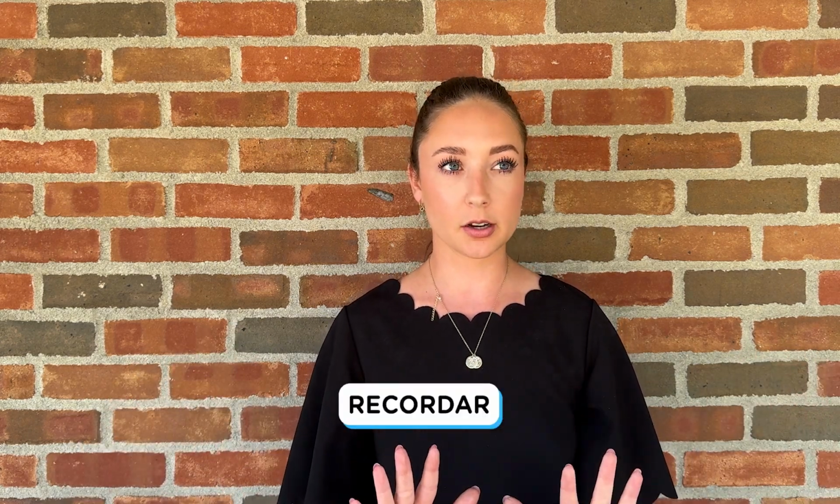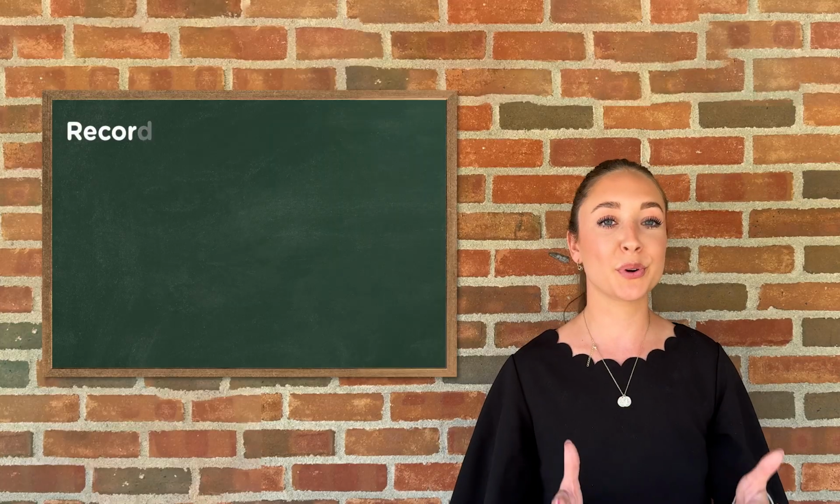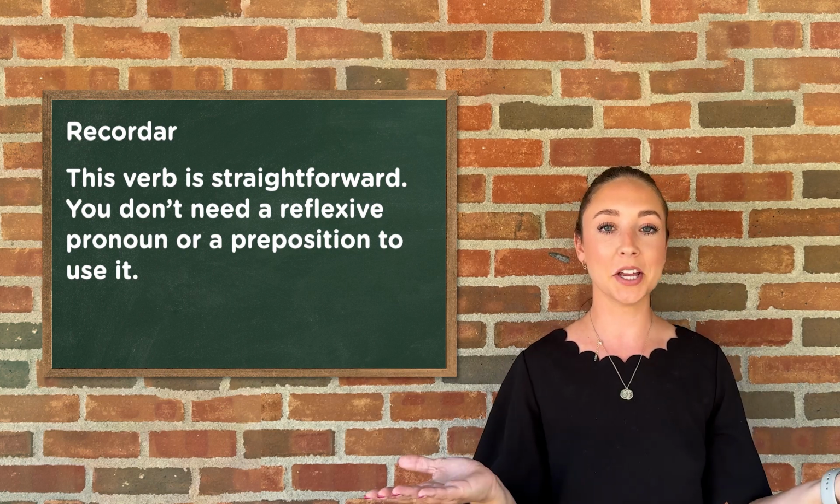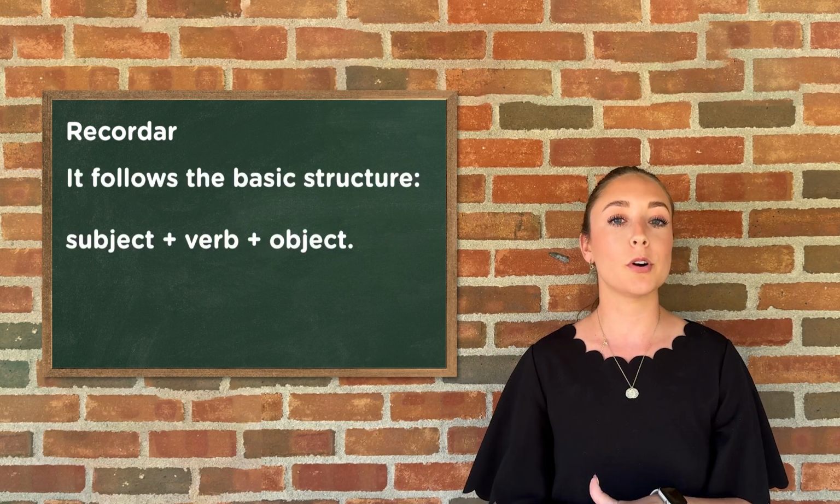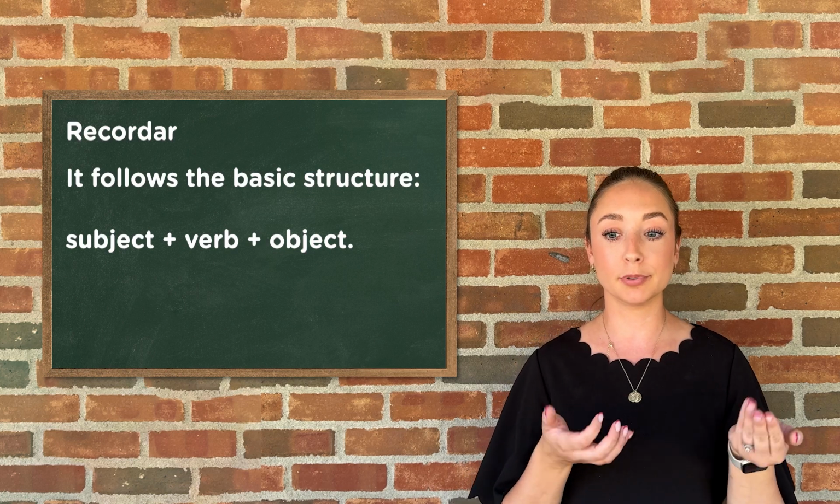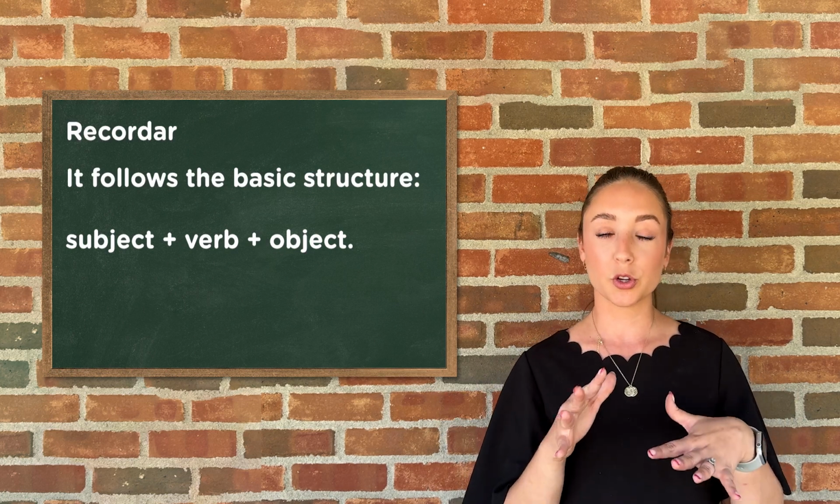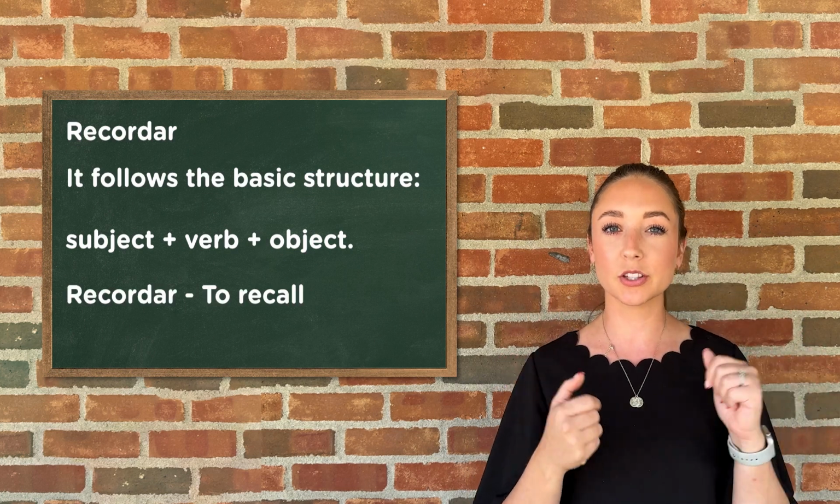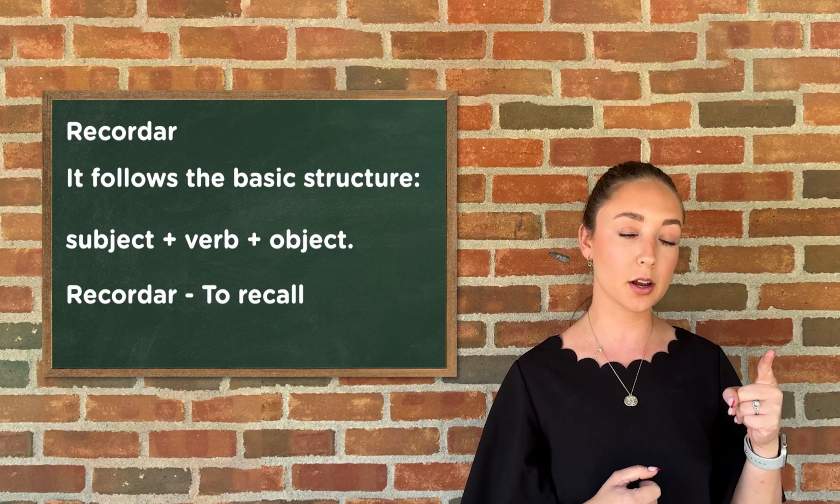So in this first section, let's talk about recordar using examples. This verb is pretty straightforward because there's no reflexive, there's nothing funky about it. It is a regular AR verb. It follows the very simple structure of subject plus verb plus object. Remember, we are using recordar as more to recall. So let's look at some examples of using recordar as to recall.